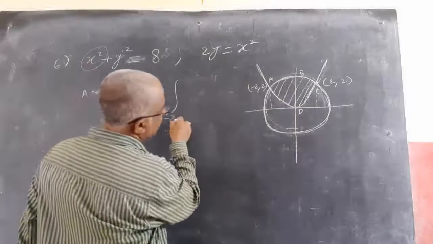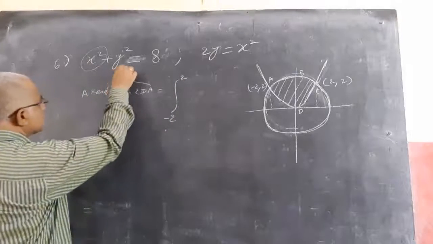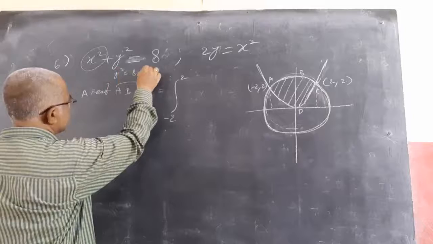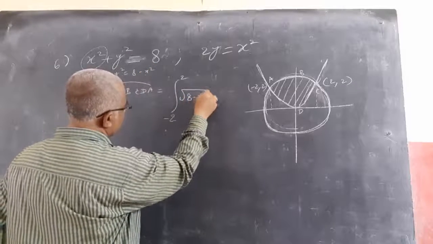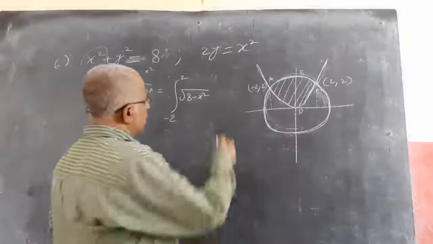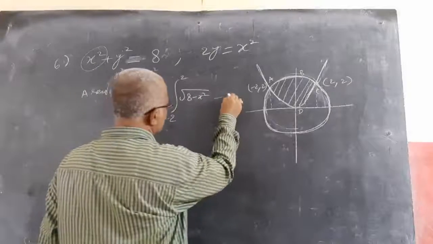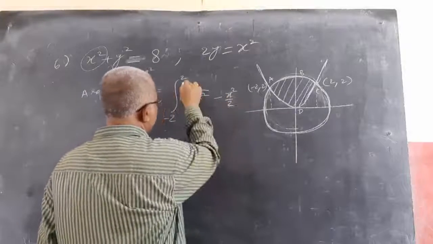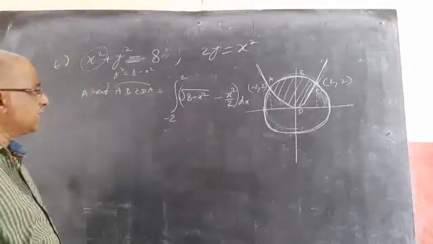integral of minus 2 to 2. The upper curve is the circle, so that is y square equal to 8 minus x square. Y is equal to root of 8 minus x square, minus the lower curve, which is the parabola. Y is equal to x square by 2. So x square by 2 dx.